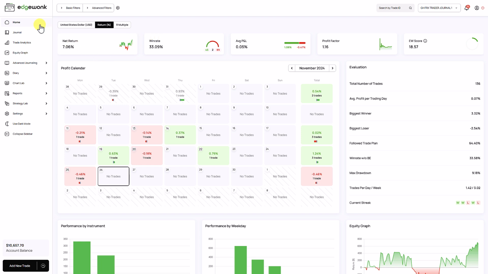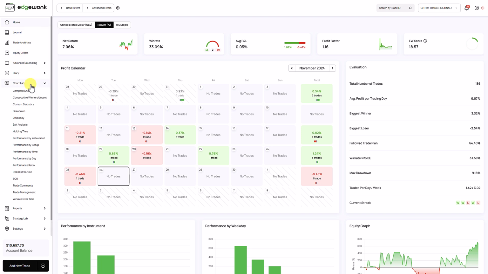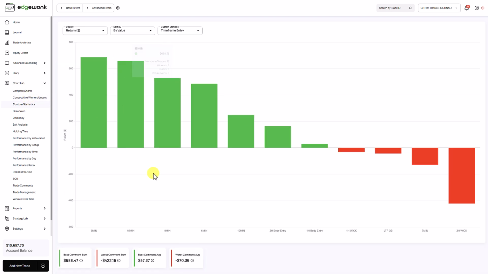The first thing that I do is I make my way through the tabs here on the left. Typically I start on the chart lab and then I just go through them. When we go through the custom stats, there's nothing really standard that stands out. There's one custom stat that is negatively performing. Looks like an outlier, but we only have 6 trades in here, so it doesn't really matter too much.